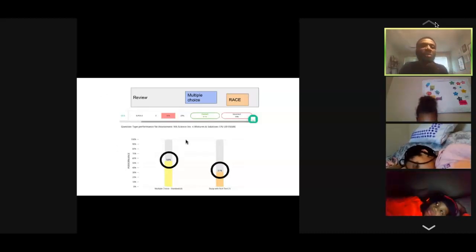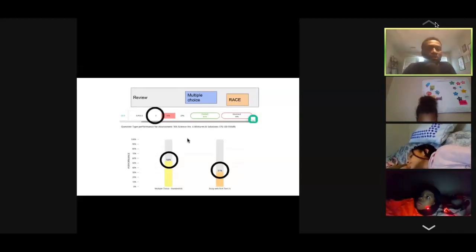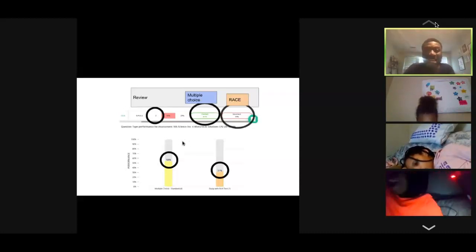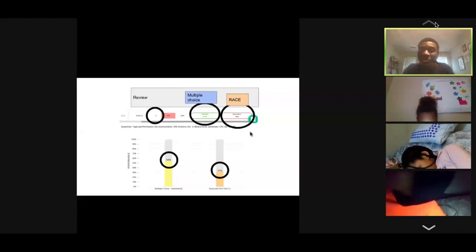But I wanted to zoom into question number 3. In question number 3, 81% of kids who took it got it correct, but only 19% of kids got the RACE response correct. That matches with that question.